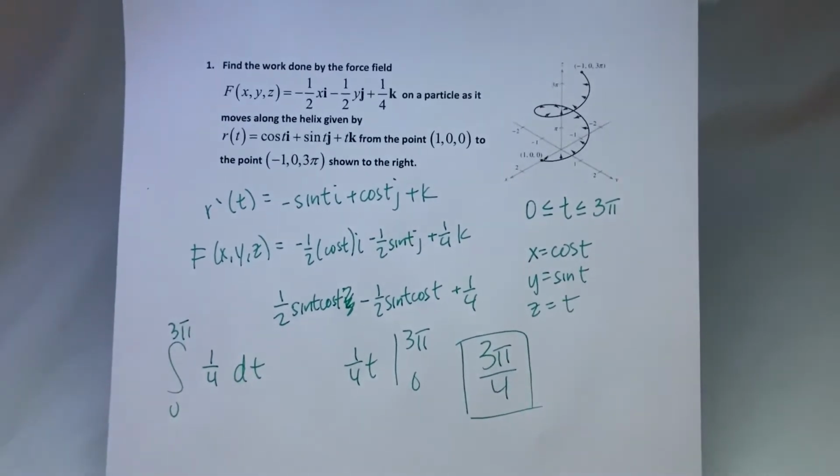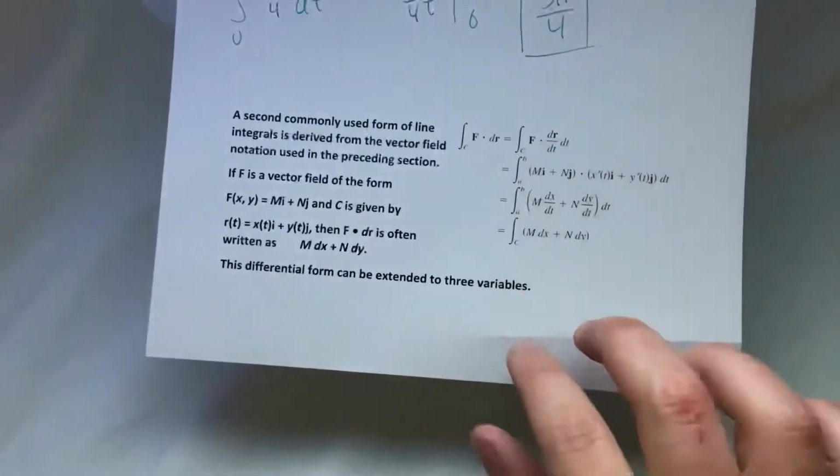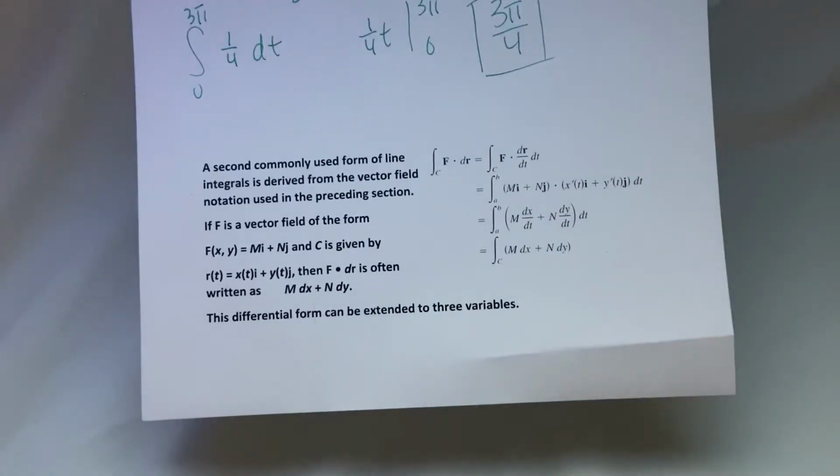That's the work done. Now, a second commonly used form of line integrals is derived from the vector field notation used in the preceding section. If F is a vector field of the form M i plus N j and C is given by x(t) i plus y(t) j, then F dot dr is often written as M dx plus N dy. This differential form can be extended to 3 variables as well. So it's over here on the right. Because it's M i plus N j times the derivatives, it's M times dx/dt plus N times dy/dt, or M dx plus N dy. So how's this going to work in a problem?